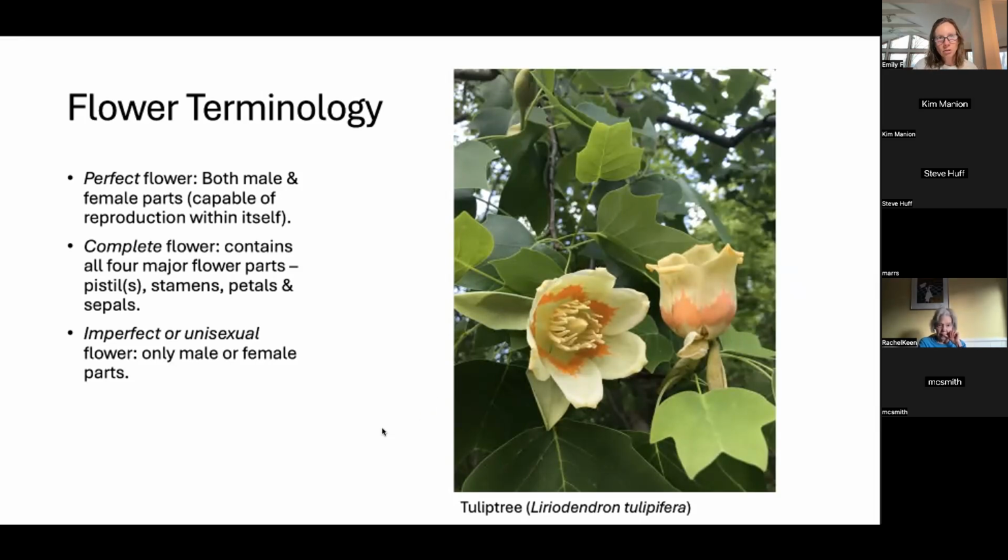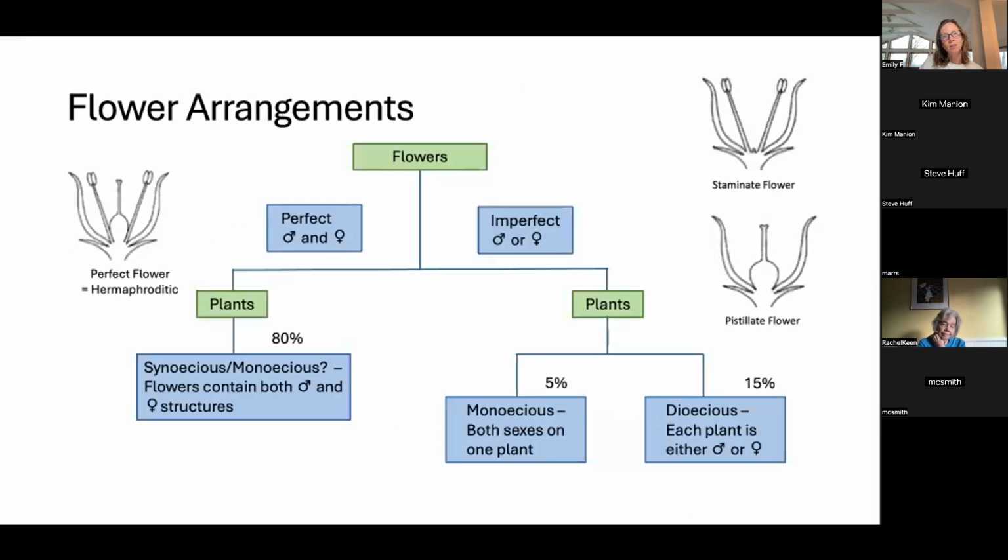We're going to have flowers that are imperfect or unisexual because they only have one part of the reproductive process or the other. And I've made a diagram for that, and hopefully this isn't going to be too hard or too crazy. But here we are, we have flowers. And as you go down the line, you can have perfect flowers. So they have male and female parts. And those plants are going to have something that looks like this.